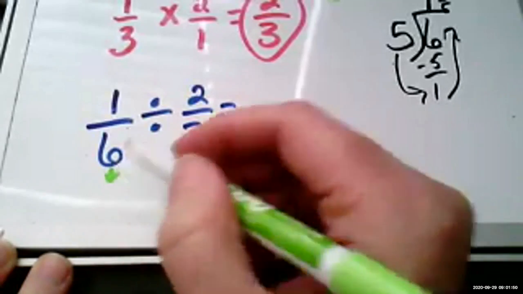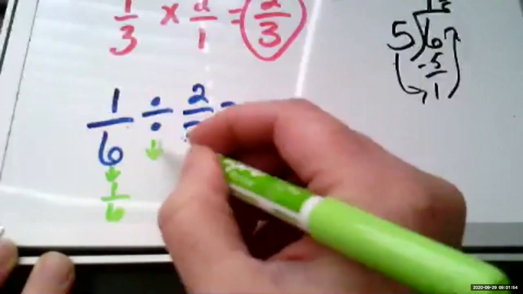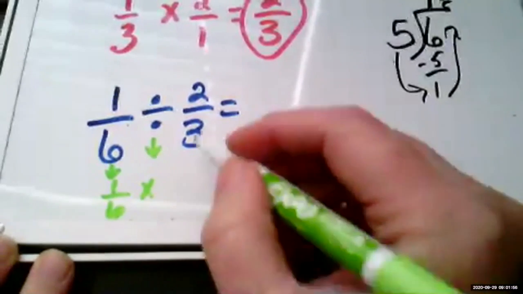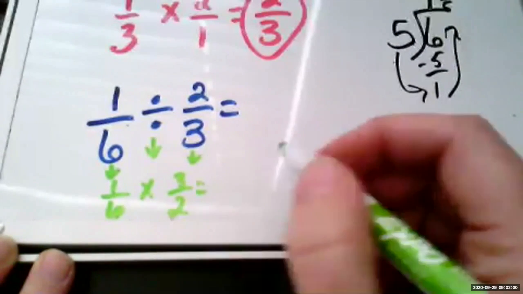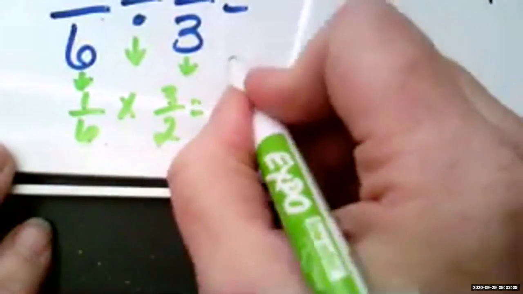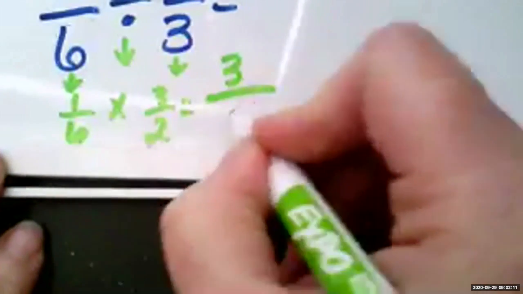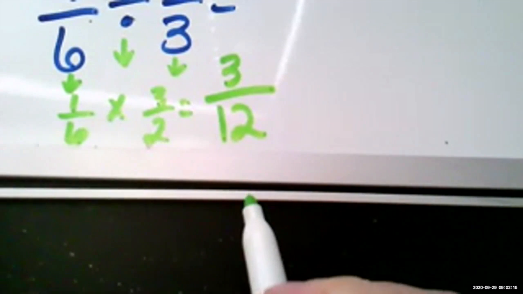Okay, 1/6 stays 1/6. Divide becomes multiply, and 2/3 becomes 3/2. There we go. 1 times 3 is 3, 6 times 2 is 12, and you have 3/12.